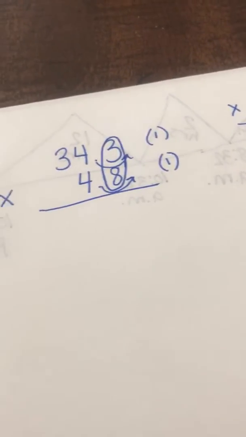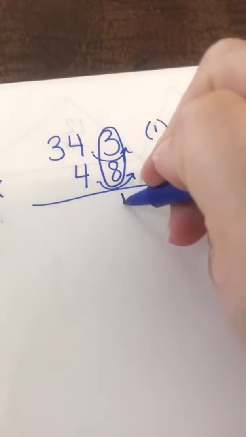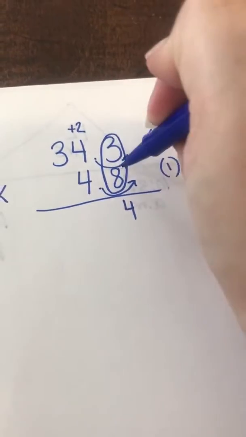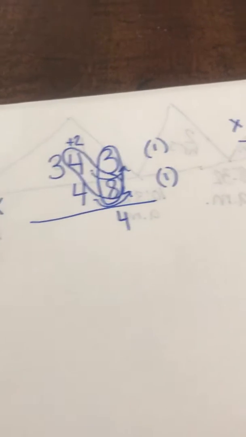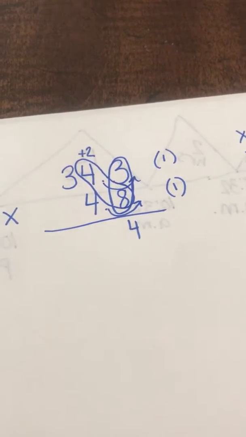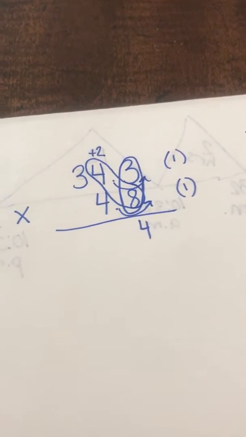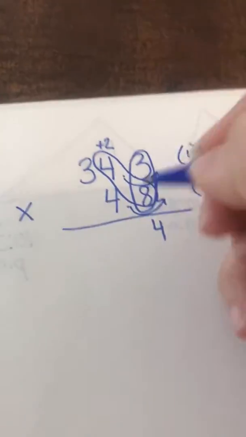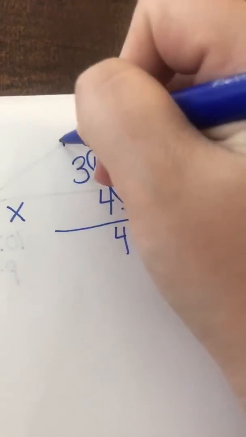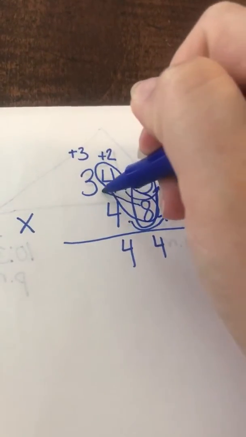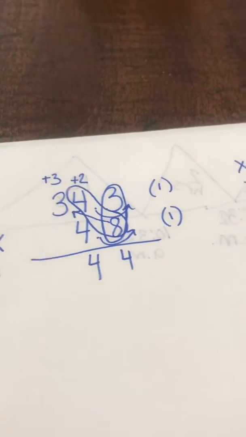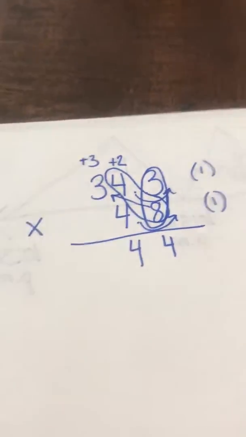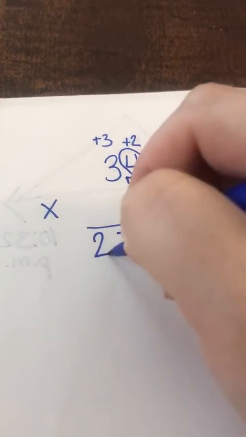So 8 times 3. 8 times 3 is 24. So the 4 is going to go here, plus 2 here. Now then we're going to do 8 times 4. So 8 times 4 is 32, plus 2 more. Don't forget that at the top. That gives us 34. So the 4 is going to go here, and the plus 3 is going to go up top. And 8 times 3. Well, we already found that 8 times 3 is 24. Then we're going to add 3 more, which gives us 27.